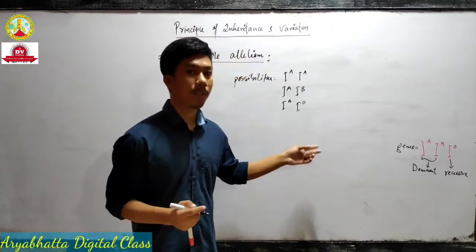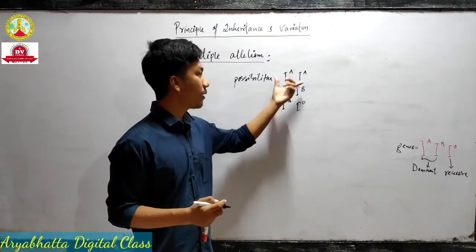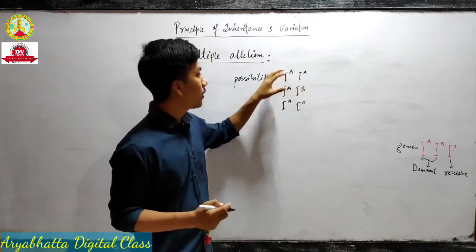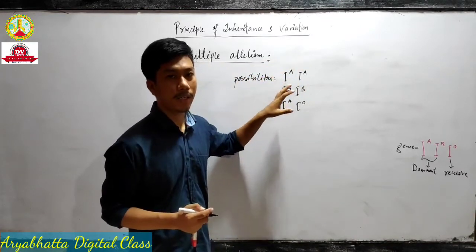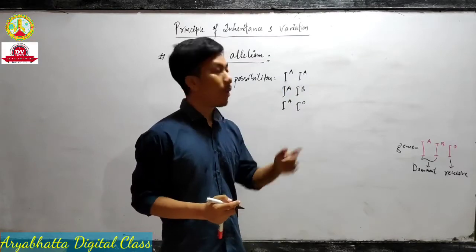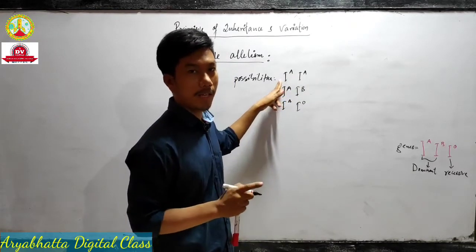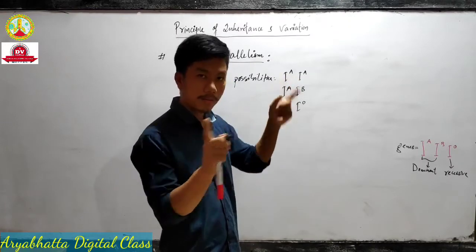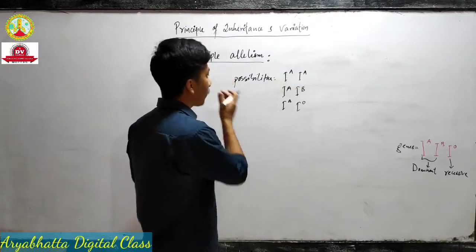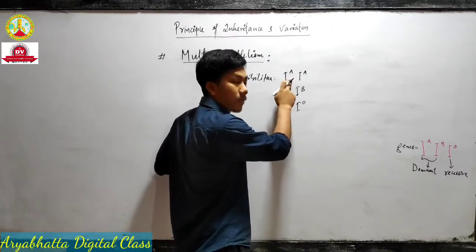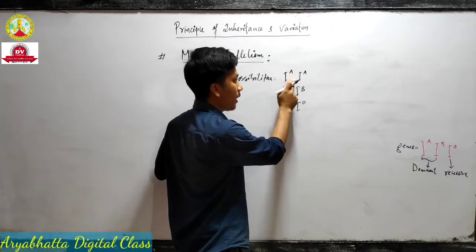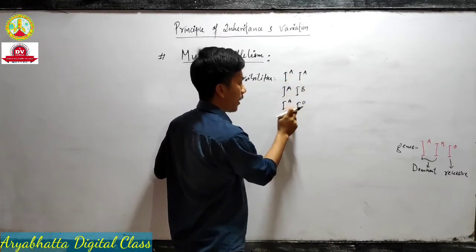So IA, the possibility, it can be IA, that is the allele. Two alleles together we call a gene. IA and IA together we call a gene, but one particular IA means an allele. So these are the possibilities of the first gene IA. It can be IA, IB, IO.